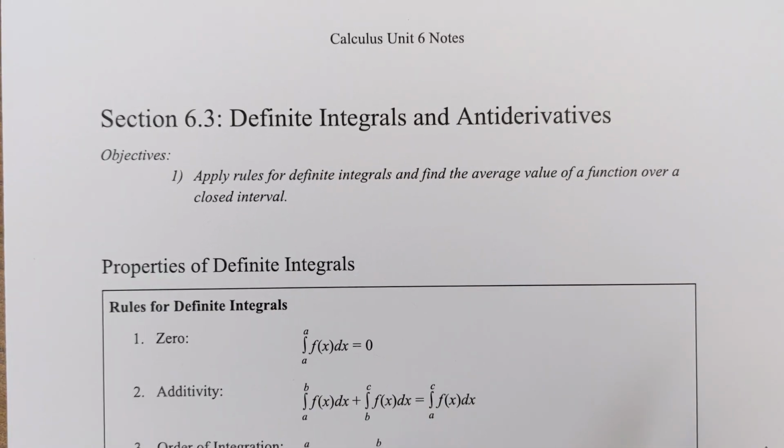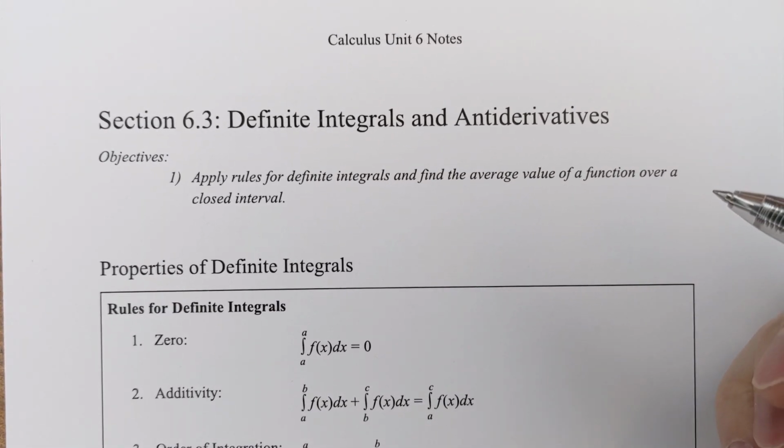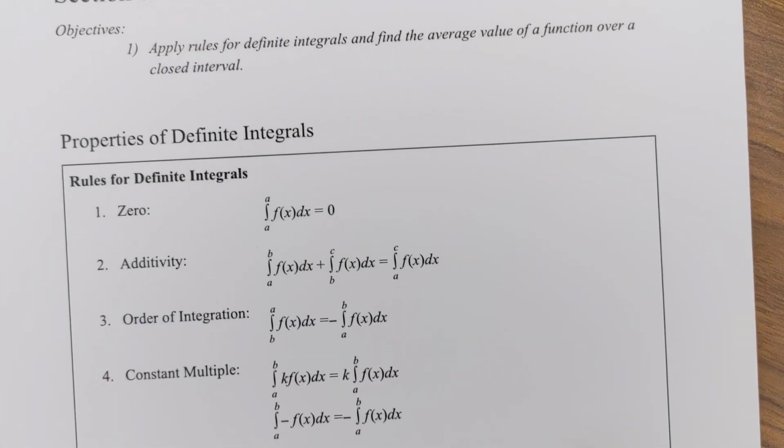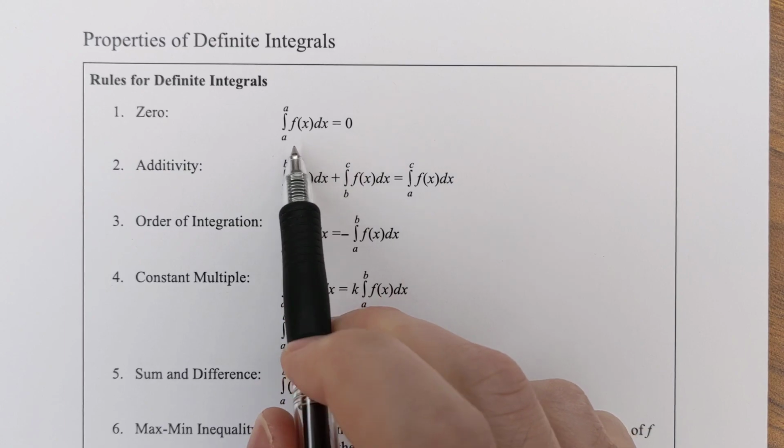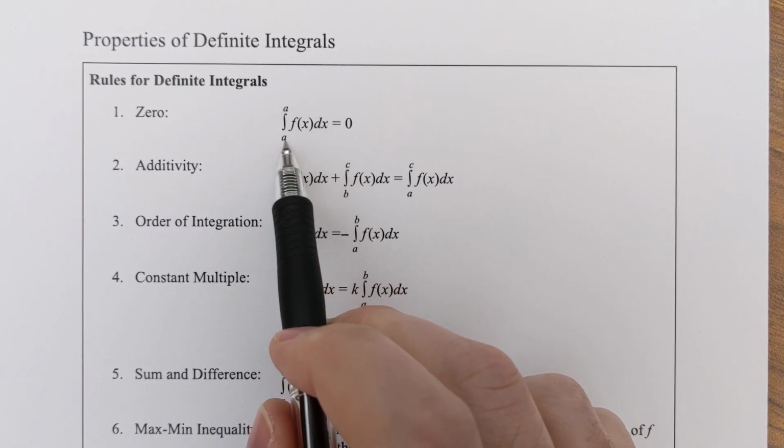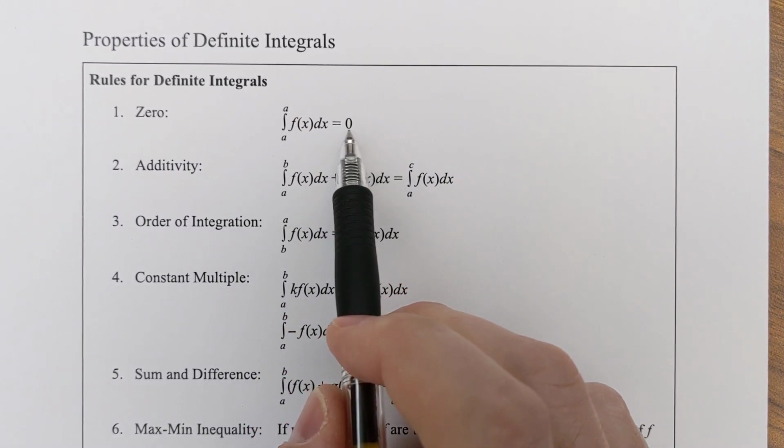And so here are the notes for section 6.3, the definite integrals and antiderivatives. So down here to start, we've got the properties of definite integrals. The zero property just states that if your bounds are the same, your value comes out to be zero.